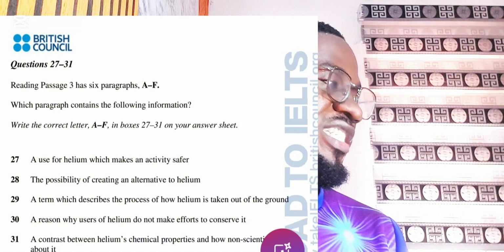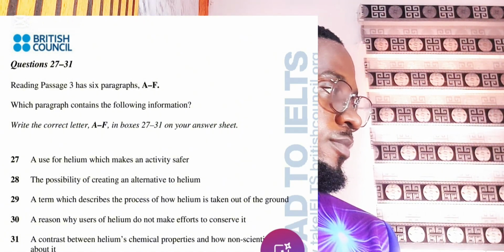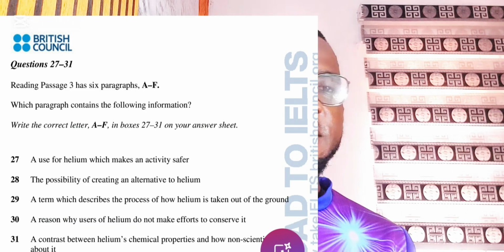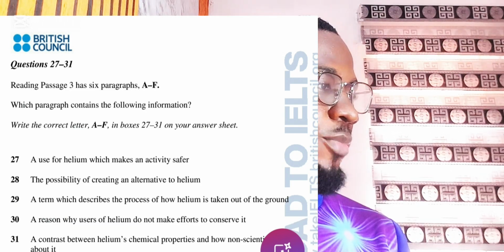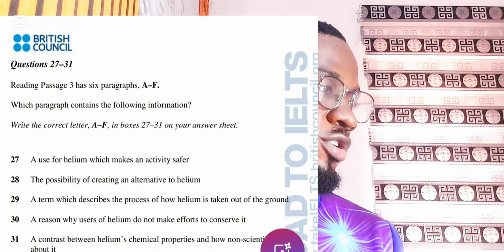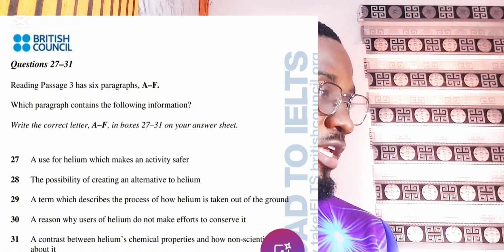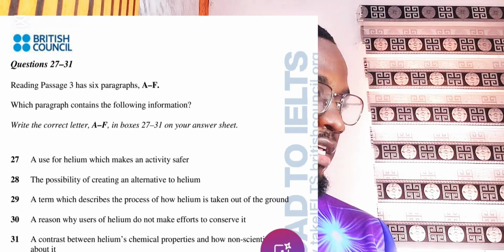We describe the process of how helium is taken out. So we're looking at taking out of the ground. So I'm expecting some sort of digging out process, right? Number 30, a reason why users of helium do not make efforts to conserve it. Keywords: users of helium, right? Not making efforts to conserve it is the other keyword.